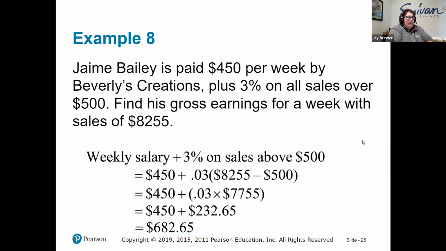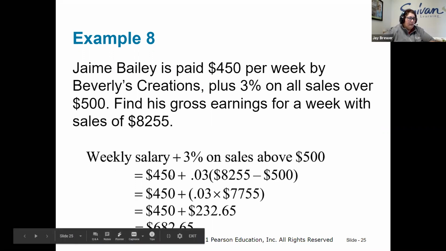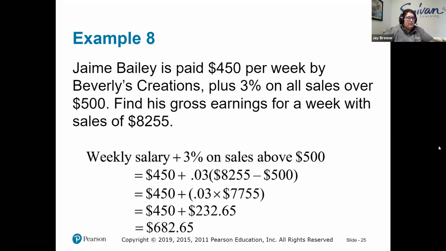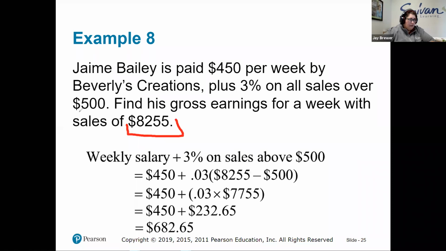Let's look at example 8. Jamie Bailey is paid $450 per week by Beverly's Creations plus 3% on all sales over 500. Find his gross earnings for a week with sales of $8,255. So there's the weekly salary of $450. And then there's the sales above 500. So the first thing you guys have to realize here is that we have to take the sales that he made and we need to subtract out 500. That's what they're doing right here.